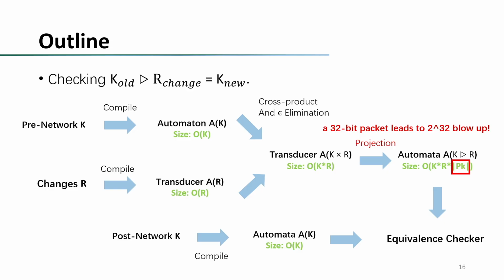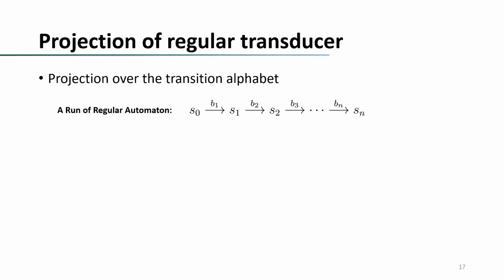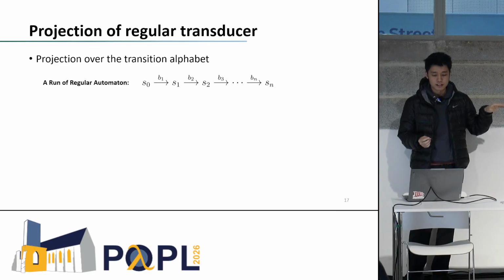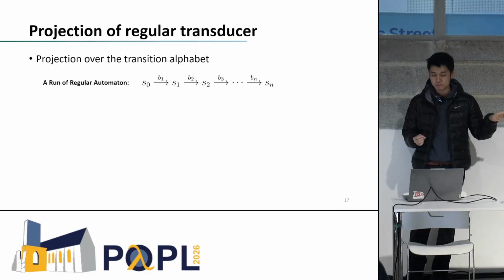So what's happening here? Let's first see the projection step on the regular transducer and the regular automaton. So here is how our automaton accepts a word. It starts with a state S0, and each time it takes an input alphabet letter, and then it goes to the next state, S1, S2, and finally to Sn.